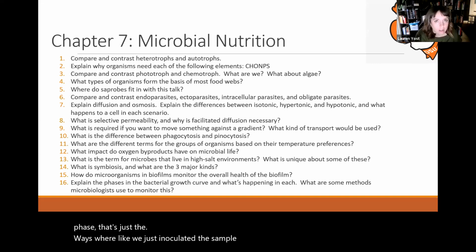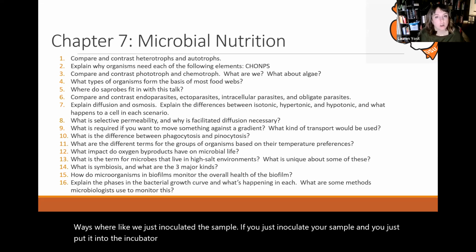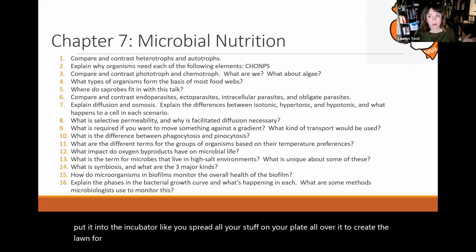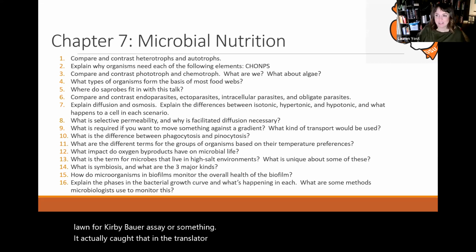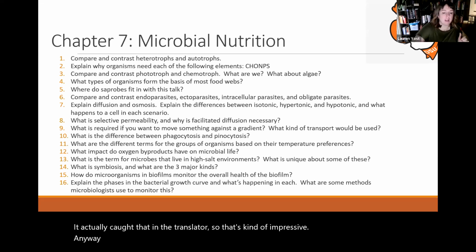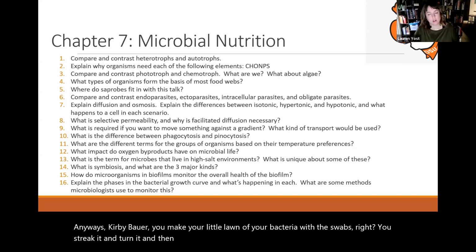If you just inoculate your sample and put it into the incubator, like you spread all your stuff on your plate all over it to create the lawn for a Kirby-Bauer assay or something. Anyways, Kirby-Bauer, you make your little lawn of your bacteria with the swabs. You streak it and turn it, and then streak it and turn it, and then streak it and turn it, and then bacteria will be all over the place.